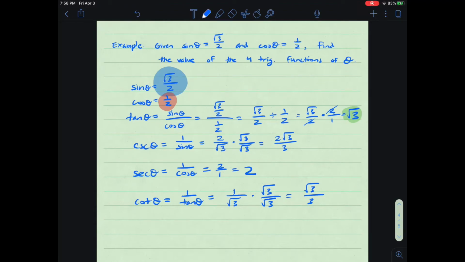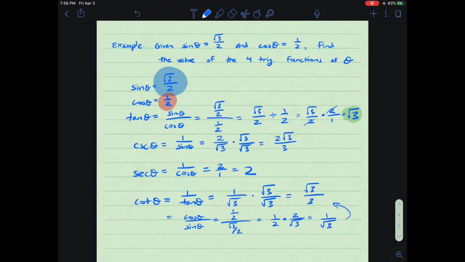But what I want you to notice is if I had done cosine over sine instead, you'd actually get the same answer, right? Cosine of theta we said was 1/2. Sine of theta is √3/2. This is the same thing as saying it's 1/2 multiplied by the reciprocal of the bottom. The 2's will reduce. You're left with 1/rad3. If you rationalize, you actually get the same thing, right?